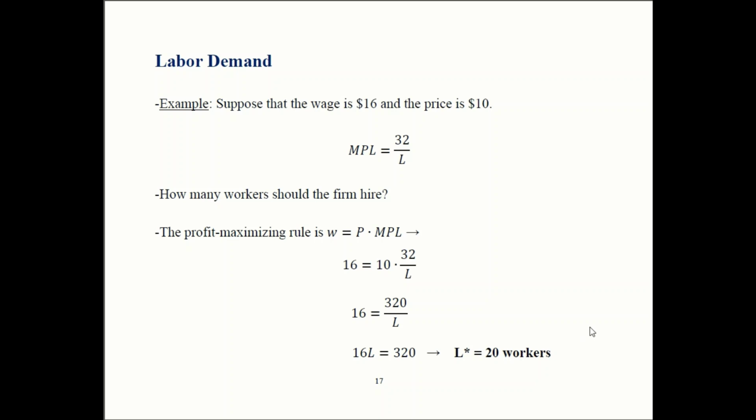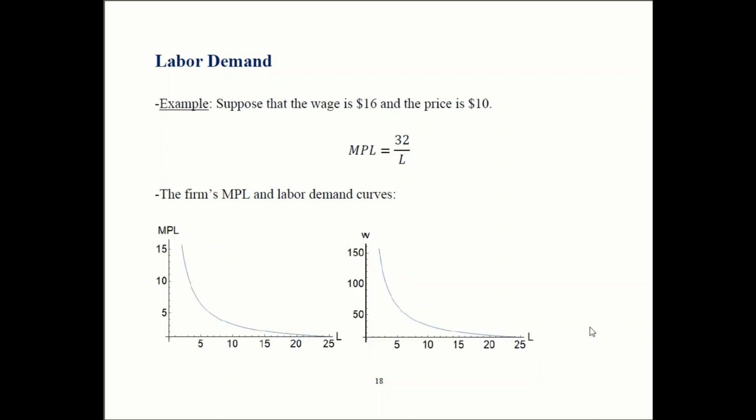So that's how you can work through problems like that one where we have an equation. We can look at what's going on more visually as well. The MPL is given by 32 divided by L. So it's going to have this kind of shape. You can see it's consistent with the law of diminishing marginal returns. The MPL is always going down as you hire more and more workers.